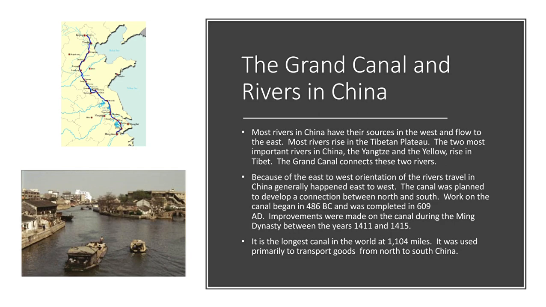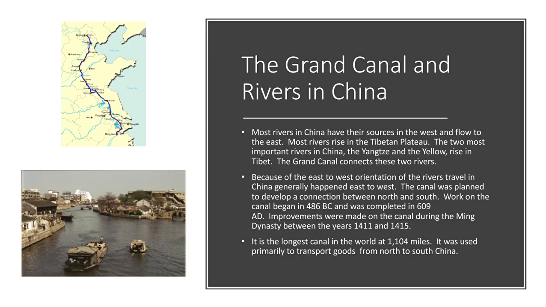So in order to encourage travel south and north, way back in 486 BC, someone got the great idea of building a canal that would hopefully connect the Yellow River in the north to the Yangtze River in the south, the two main, very important rivers in China. It was called the Grand Canal.